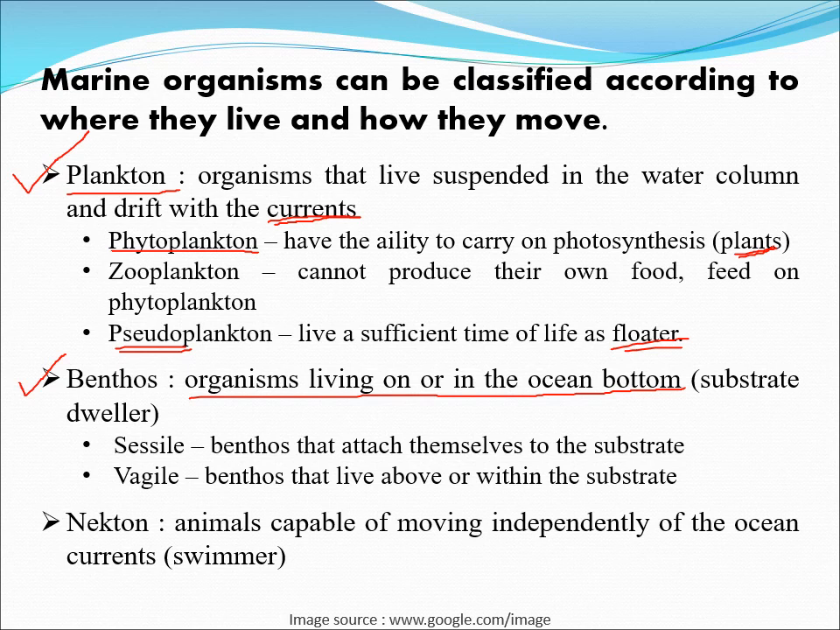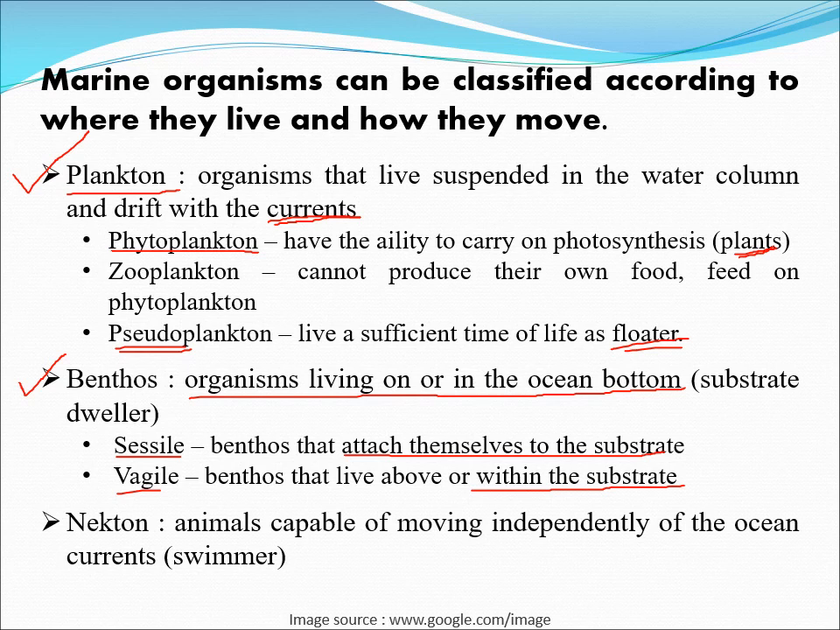substrate. Now, benthic organisms can be of two types. One is sessile, other is vagile. Sessile means those organisms which are fixed to the substrate. That means they are not able to move from one place to another. They attach themselves to the substrate. They are called sessile. Whereas vagile organisms are those that live above the substrate and they can move over that substrate. So they are mobile faunas. Those are known as vagile benthic.